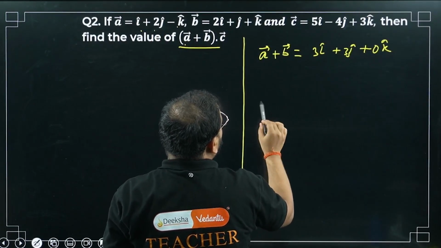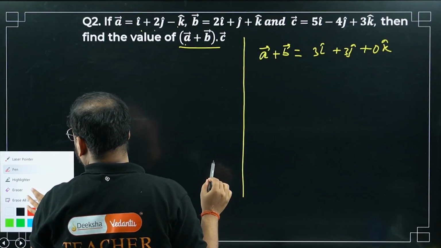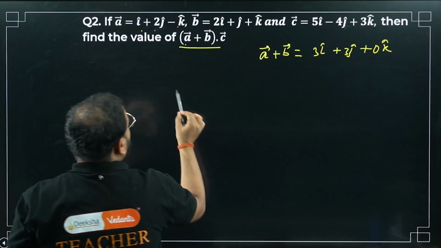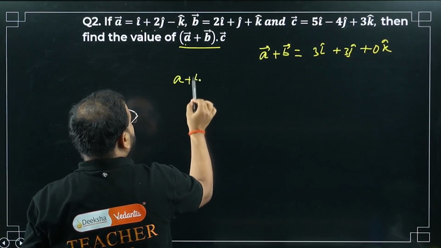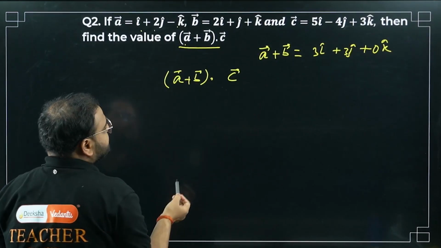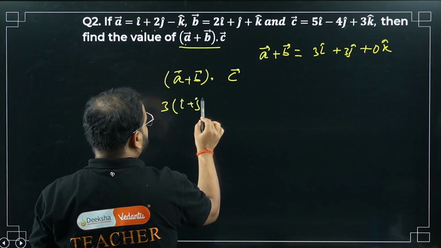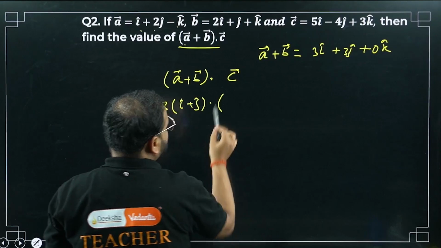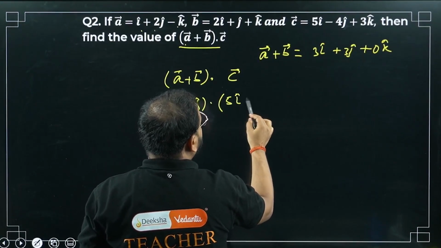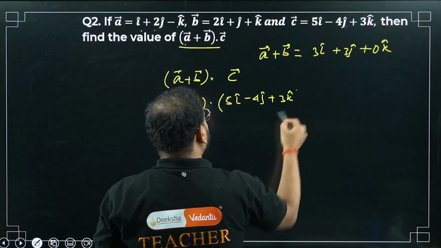What about the vector C now? The last step would be, please check, the dot product with the vector C. So right here, A plus B dot product with C. What's A plus B? 3i cap plus 3j cap, dot product with what? With C. What is C here? C is 5i cap minus 4j cap plus 3k cap, right?